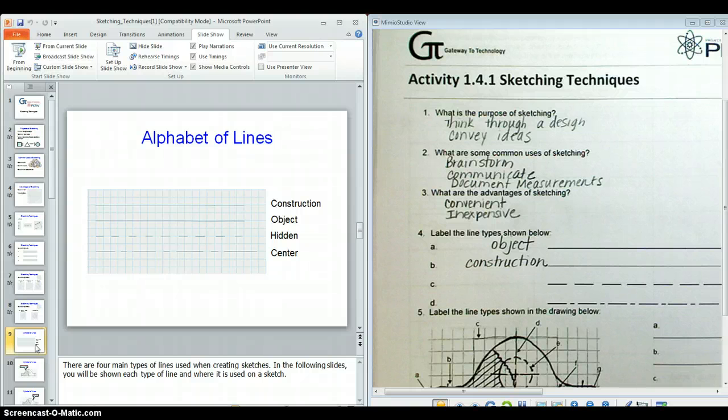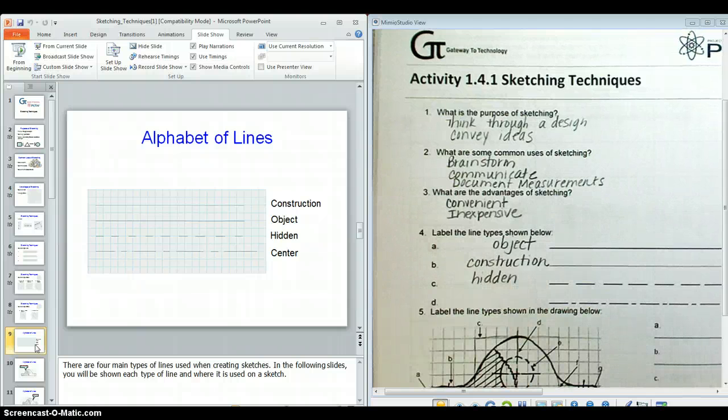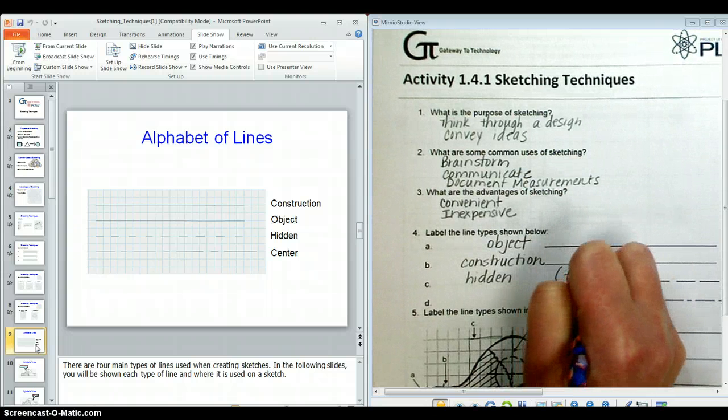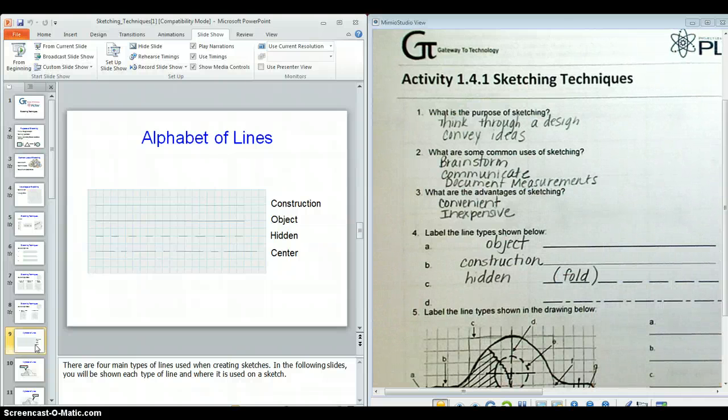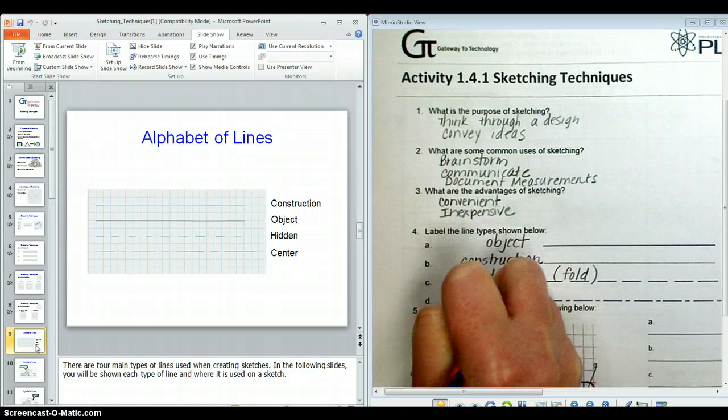C are hidden lines. Those are even dashes. And if you remember, these hidden lines were also used as fold lines on our skimmer. But they would also be considered hidden lines because once the final object was done, you didn't see those fold lines. The final line that you need to learn about is the long dash, short dash, long dash. And those are center lines.